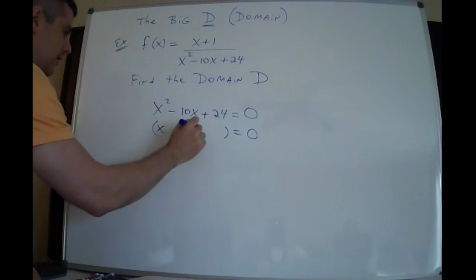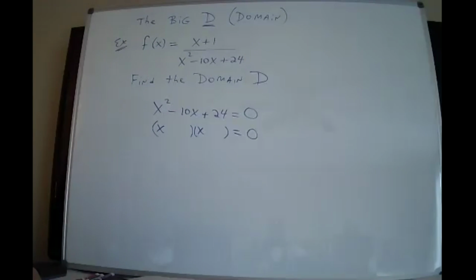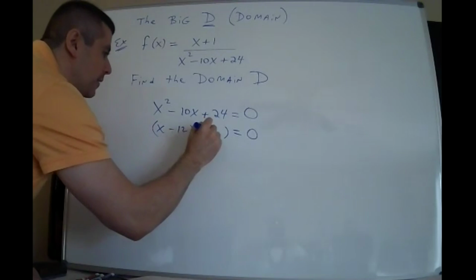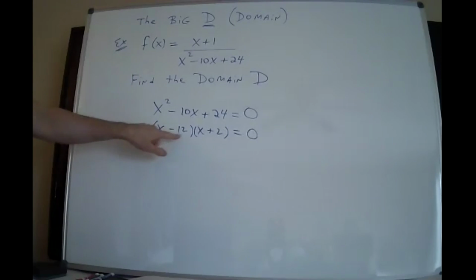You put the x, you put the x. Let's see, 24. Oh my God, this is so easy. I have a 24 and a 10. I'm going to put negative 12 and plus 2 because negative 12 and plus 2 makes negative 10. Oh my God, this was so easy. I got this all day.